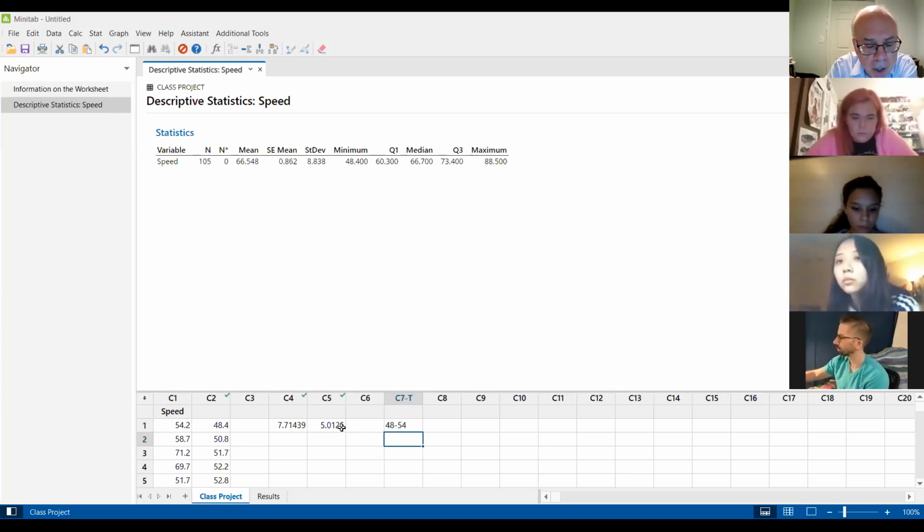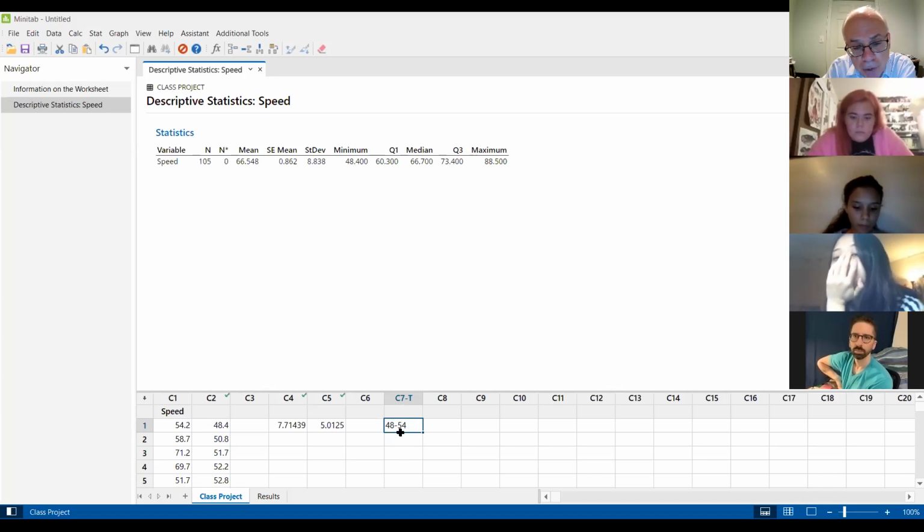If I hit enter, notice it automatically becomes a text column, right? It's not numeric anymore because of what I put in there, 48 to 54. I could have typed in the word two there also. But that's an alpha character between 48 and 54, so it automatically makes it text.